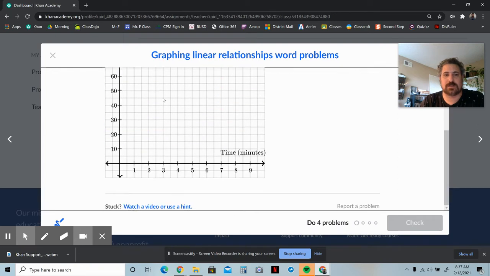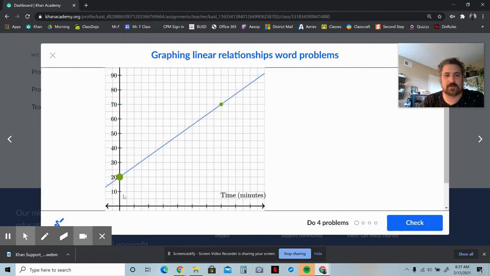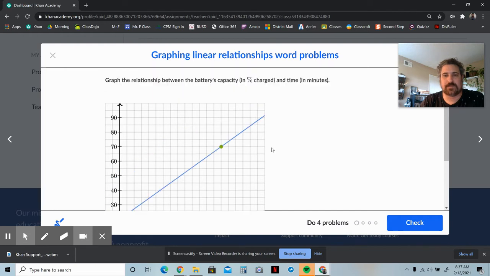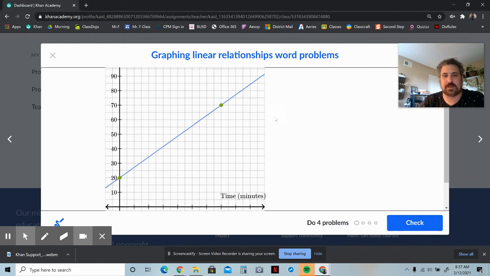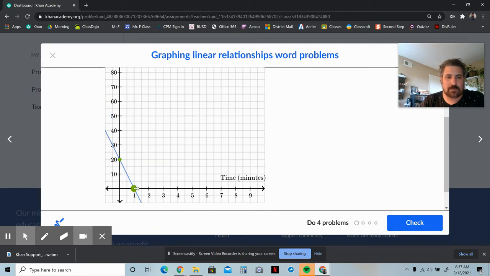Anyways, so a battery with 20% of its full capacity is connected to a charger. So where does it start? It starts at 20%. So you're going to start with the y-intercept of 20%. And then it says here, every minute that passes is an additional 5%. So it's gaining charge in every 1 minute that passes. So as x changes by 1 minute, y changes by 5%. So that's basically what you're going to do here.